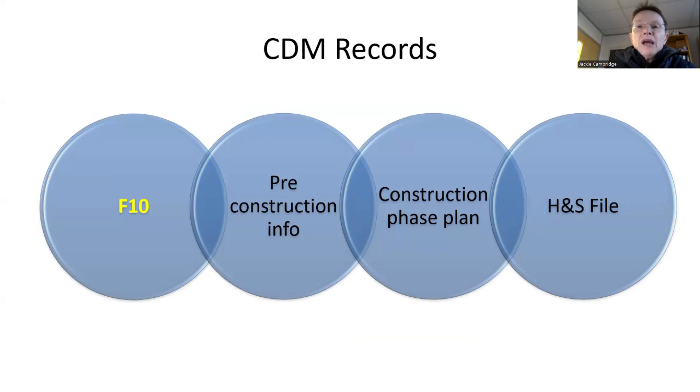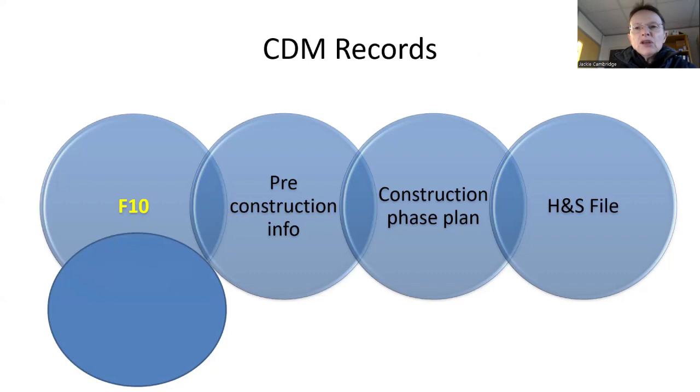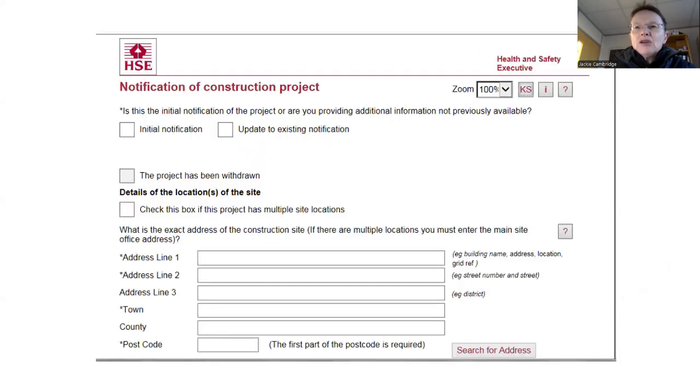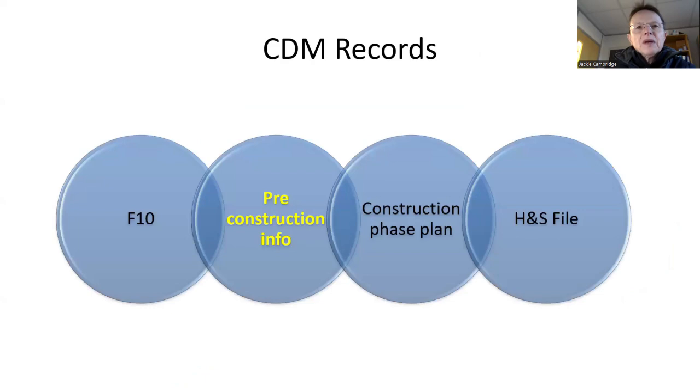So if it's going to meet either of those criteria, then the client has a legal obligation to ensure that the F10 is completed and that is notified to the Health and Safety Executive prior to work commencing. In real life, your principal contractor or designer may do it for you, but the legal duty is with the client, the company who wants the work to be done.